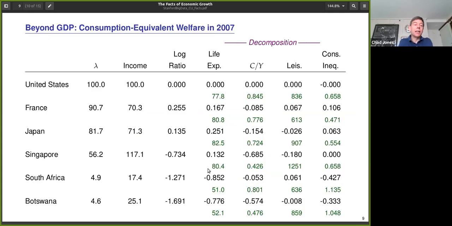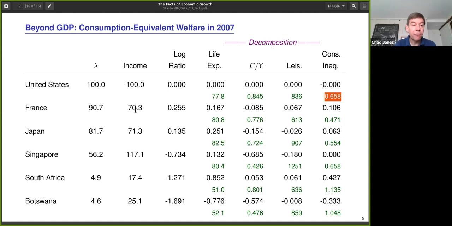Okay, so let me show you some of these, picking out some of the countries to show you what's going on. So life expectancy, the actual numbers for the variable life expectancy in the US is about 78 years. Our consumption to GDP ratio is about 85%. Hours worked in the US, not per worker, but per person, is 836. So this is the opposite of leisure in blue, but it's the leisure adjustment. And then consumption inequality, the standard deviation of log consumption in the US is something like 65, 66%.